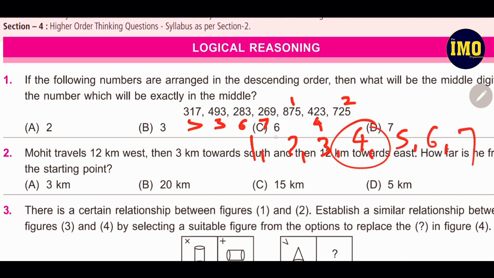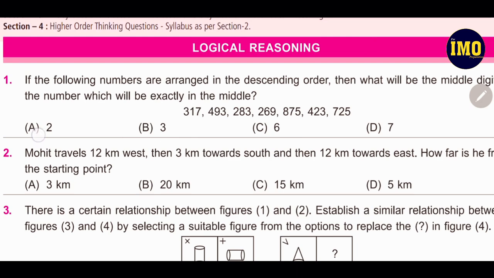we find the middle number is the 4th one, which is 423. Now, the question is a little bit tricky here. We got 423 as the middle number, but the question says to find the middle digit of the number. So what is the middle digit? It is 2, because one digit is at the extreme here and one digit at the extreme there. So 2 is the middle digit of the given number. So the answer will be 2.